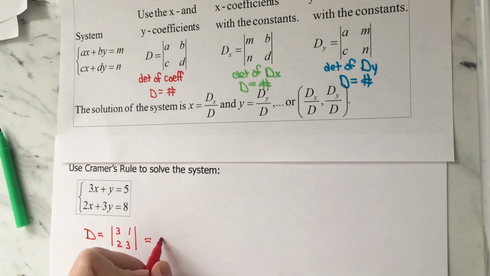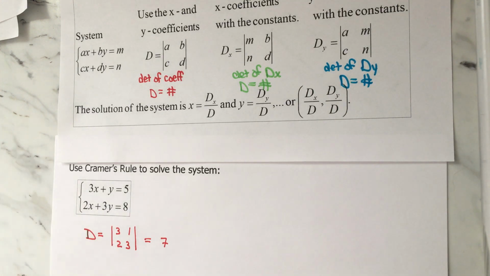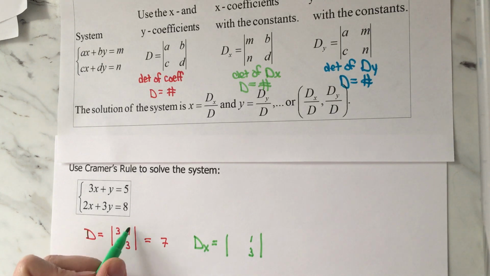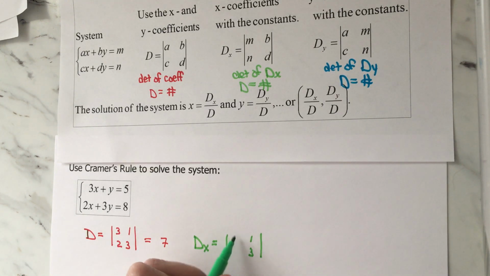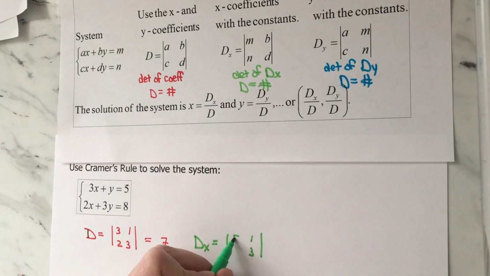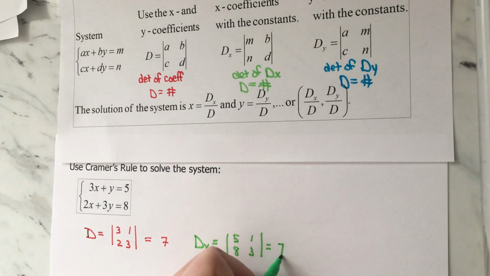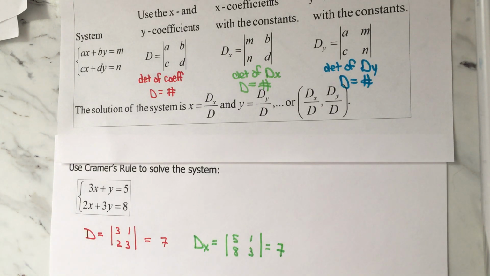9 minus 2 is 7. Set it aside. And then I'm going to go do my matrix where I replace the x values. So I'm going to leave the 1 and 3 for the y coefficients alone, but I'm going to replace the x coefficients with the 5 and the 8, and I'm going to find their determinant, which would be 15 minus 8 is 7. Set it aside.